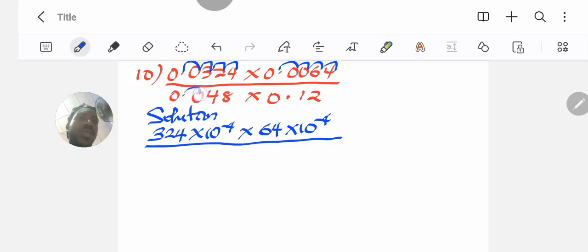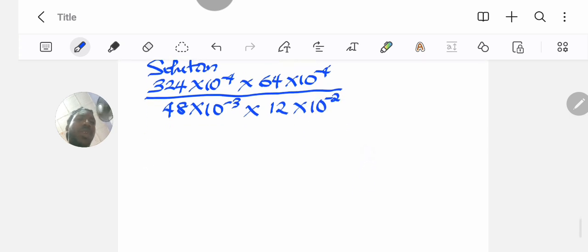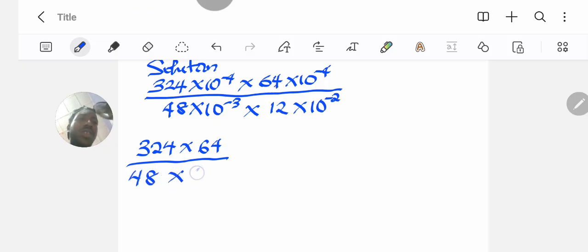The decimal is here, 1, 2, 3. That's 48 times 10 raised to the power minus 3. Times, you move twice, 1, 2. That's 12 times 10 raised to the power minus 2. So from here, we have 324 times 64 all over, that's the numerator, the numbers, and the denominator is 48 times 12, all in one bracket.